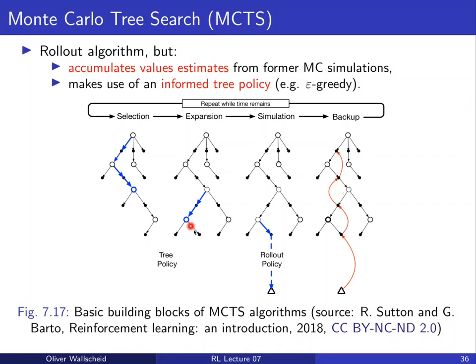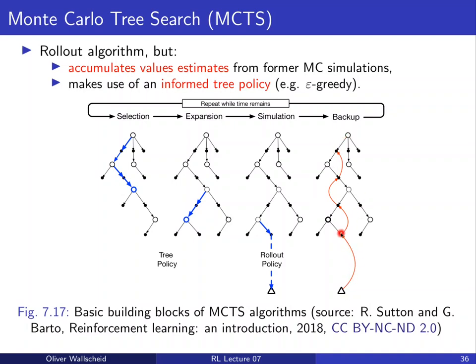Then if we really eventually meet one of the leaf nodes, we will use the rollout policy, as we also did with the basic rollout algorithm one slide before, and then use that simple rollout policy, which could be a simple heuristic or just random actions, which we then apply until the episode is terminated. So this triangle here should depict that a given episode is terminated. And then finally, of course, as we have learned in the Monte Carlo lecture, we will back up our state values and action values to our root node here.